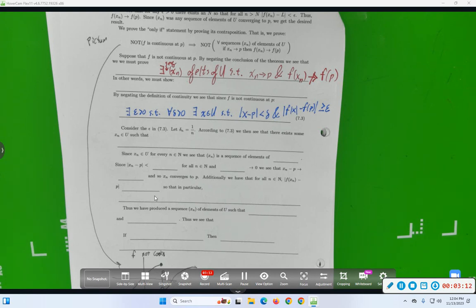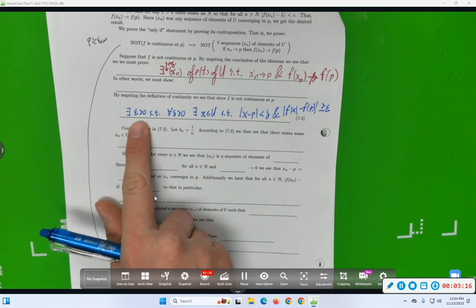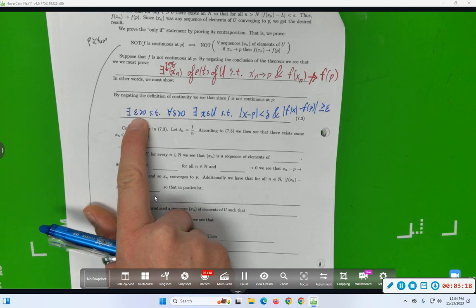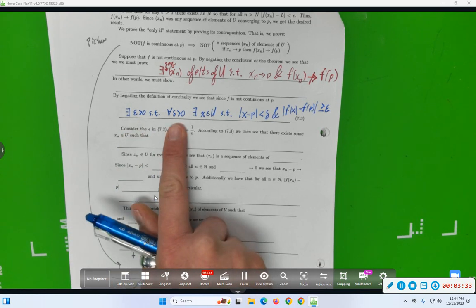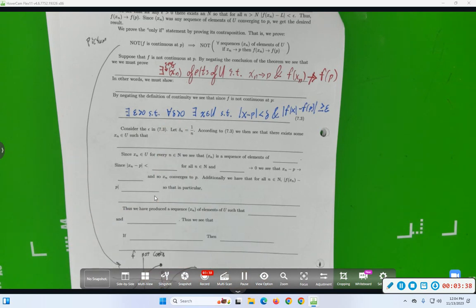So I need to cook up a sequence. And I have a single choice of epsilon that I don't get to choose. Either God or the devil handed it to you, depending on what you think not continuity is. If it's good, then I guess it's from God. If it's bad, then it's from the devil. I know something is true for absolutely every choice of delta, and I want to come up with a sequence. So let's use a sequence worth of deltas to get something.